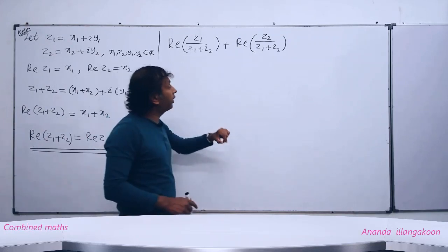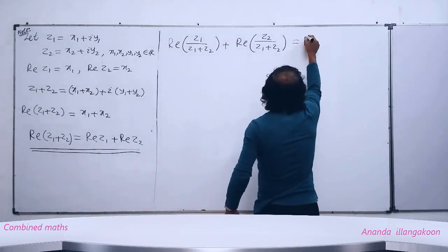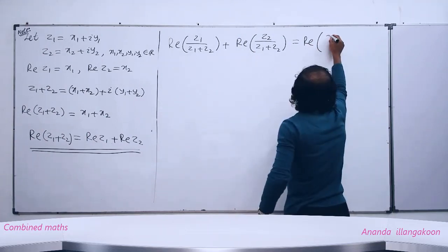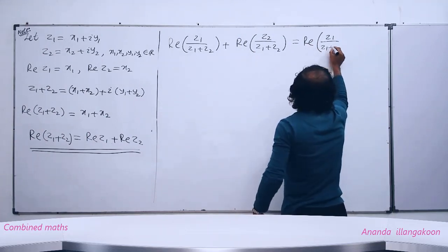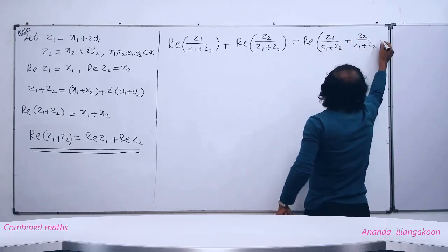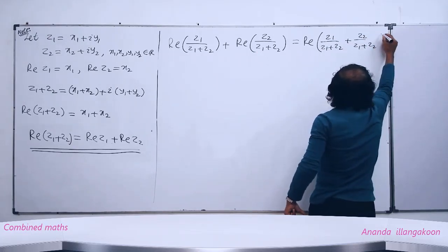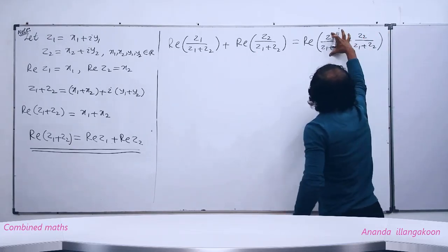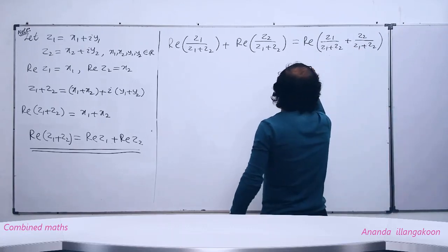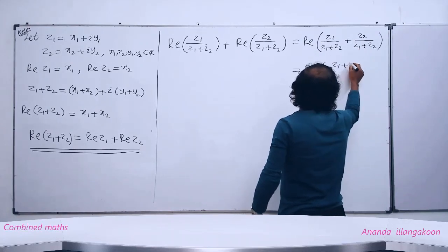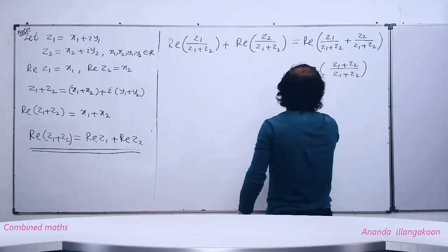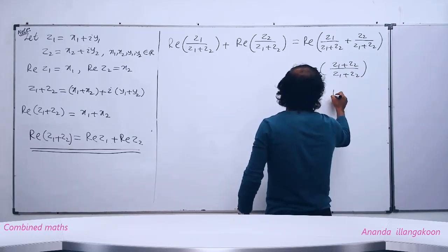So I can write this as the real part of what? This complex number and this complex number: Z1 divided by Z1 plus Z2 plus Z2 divided by Z1 plus Z2. Then you can see, take the common denominator. Once I simplify this, what do you get? Z1 plus Z2 divided by Z1 plus Z2. Cancellation, and we get the real part of the complex number 1.